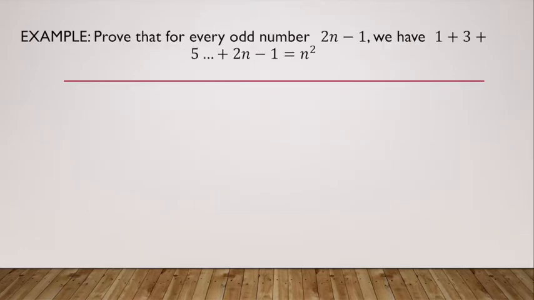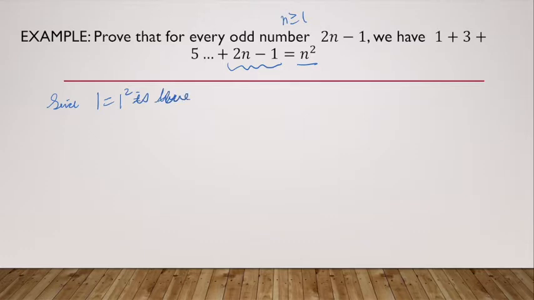prove that for every odd number 2n minus 1, as long as n is greater than or equal to 1, we have 1 plus 3 plus 5 plus, up to 2n minus 1, that's going to give me n squared. Now this might be kind of hard to see, so let's check it out. So if n equals 1, I would have 1 equals 1 squared, which is true, okay?